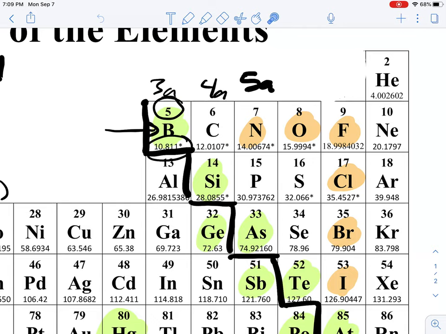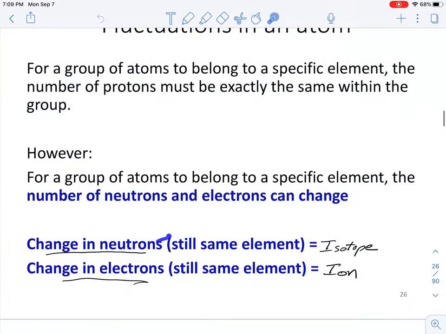So if you change the number of protons, if you change the atomic number, then you change the identity of the element completely. However, if you change the number of neutrons and change the number of electrons, we're still talking about the same element. However, we're referring to it in another terminology. For example, an isotope is like a relative of that element, right? So think of isotopes and ions like how you would refer to brothers and sisters, or aunts and uncles. It's still within that same family, but there are differences between the two.